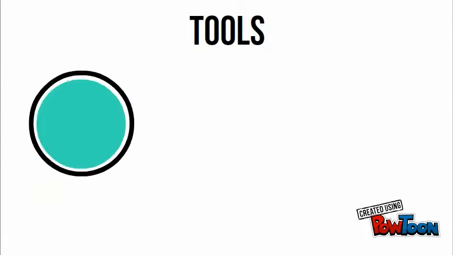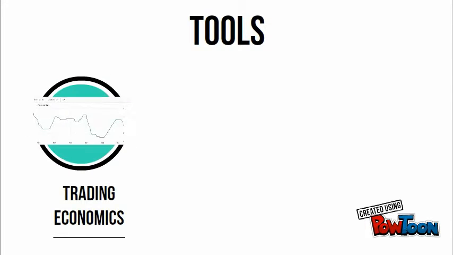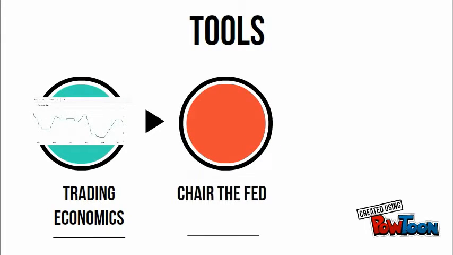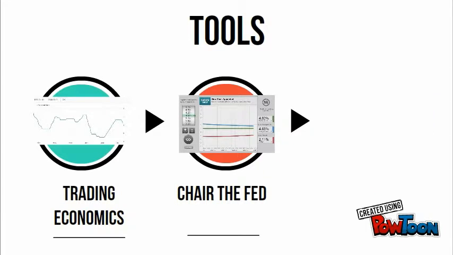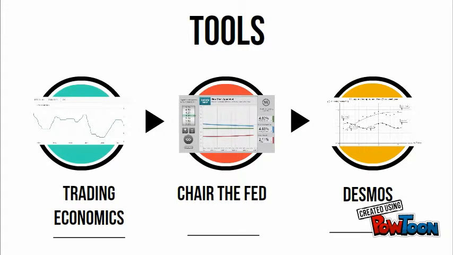To complete the experiment, three main tools were used. First, the Trading Economics website was used to obtain the US Fed fund rates. Next, Chair the Fed was used to simulate the rates. Finally, Desmos is used to compare the results between the simulation and the reality.